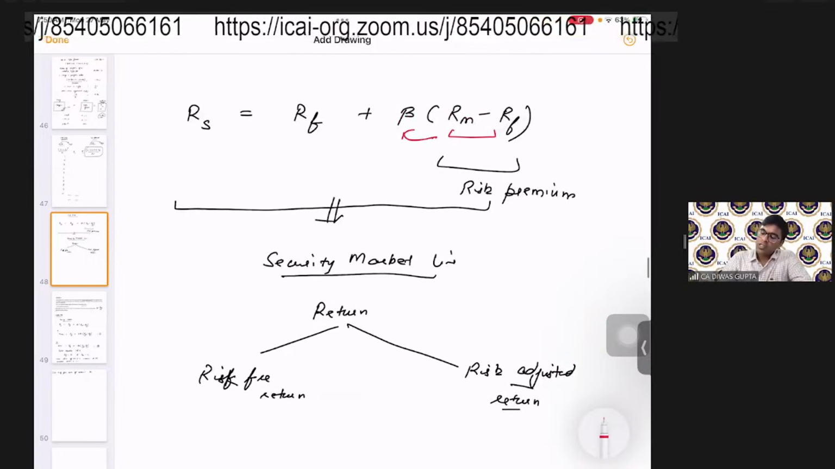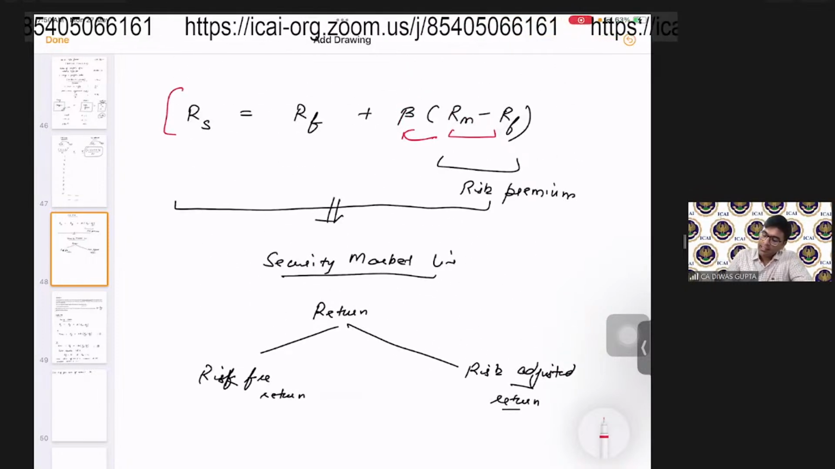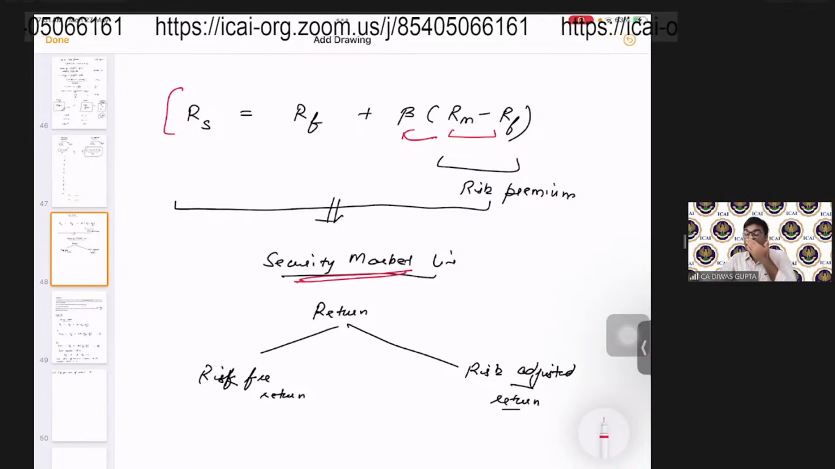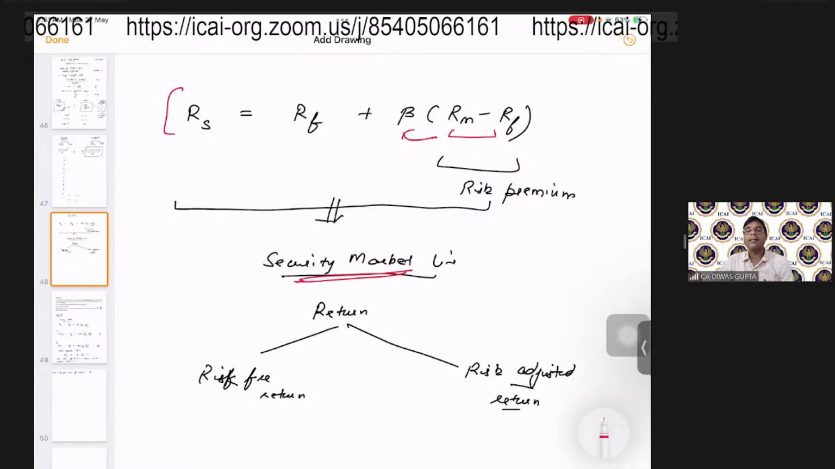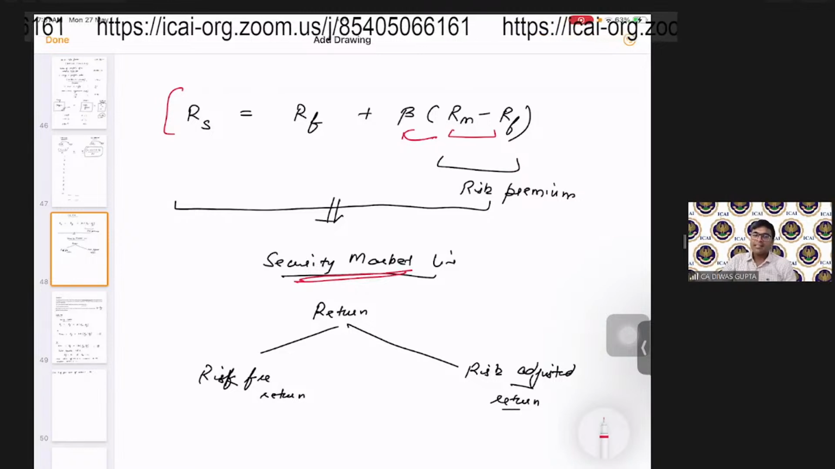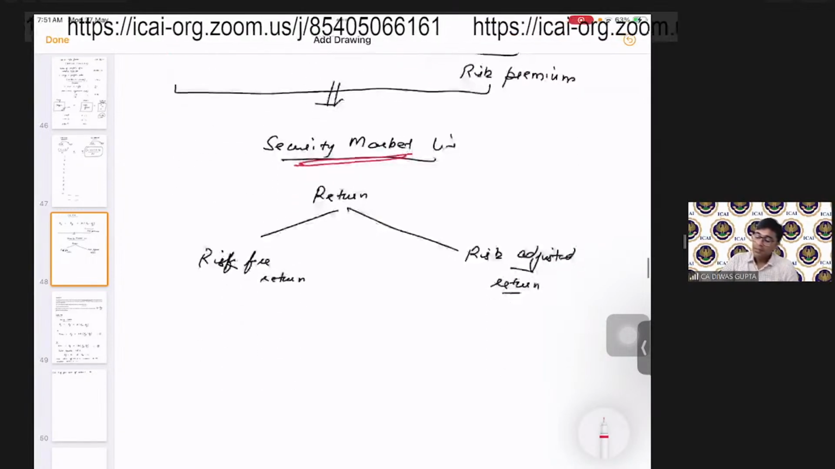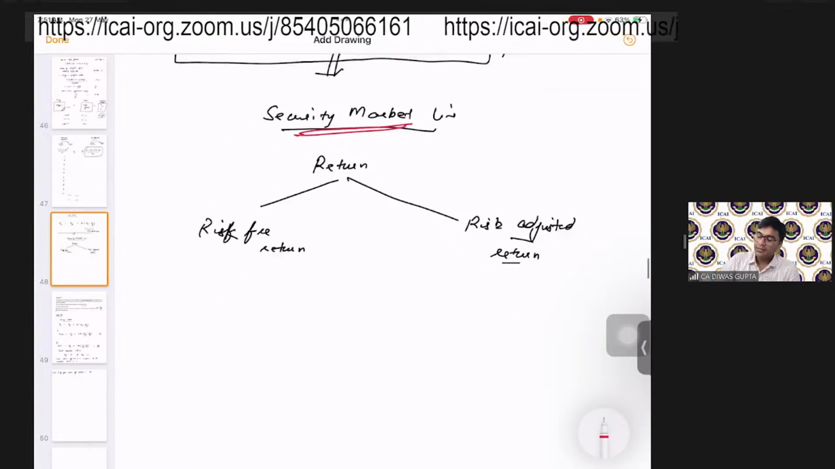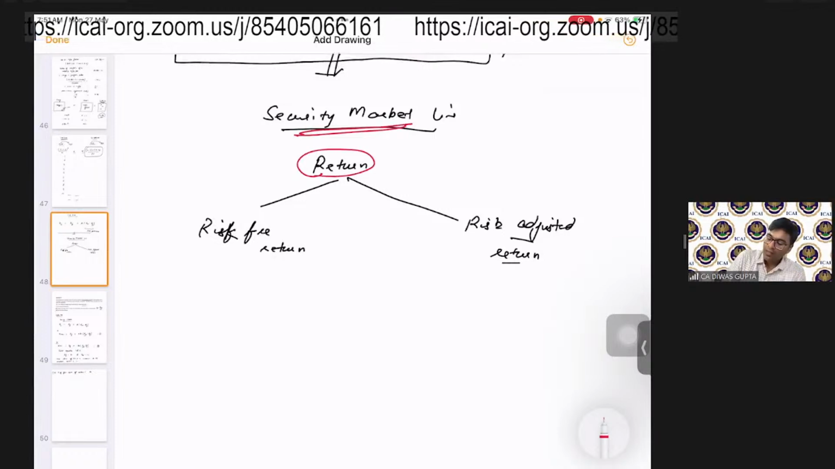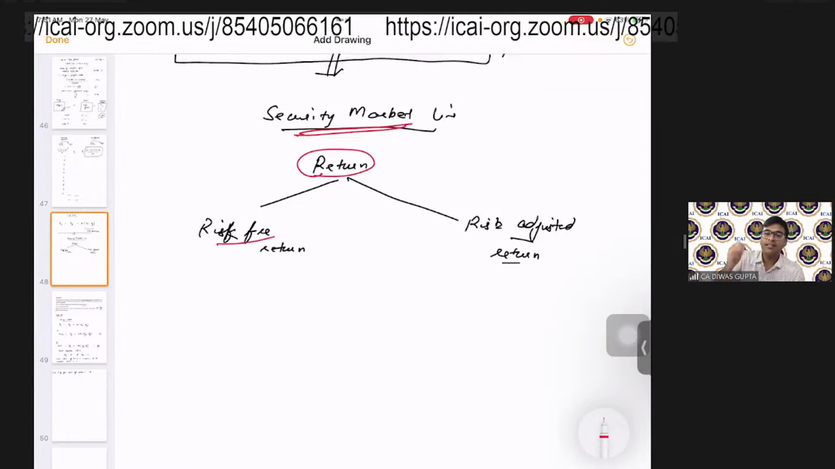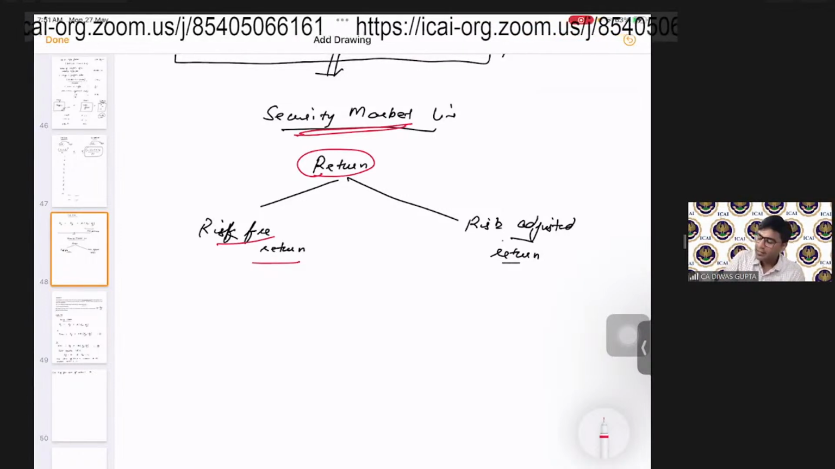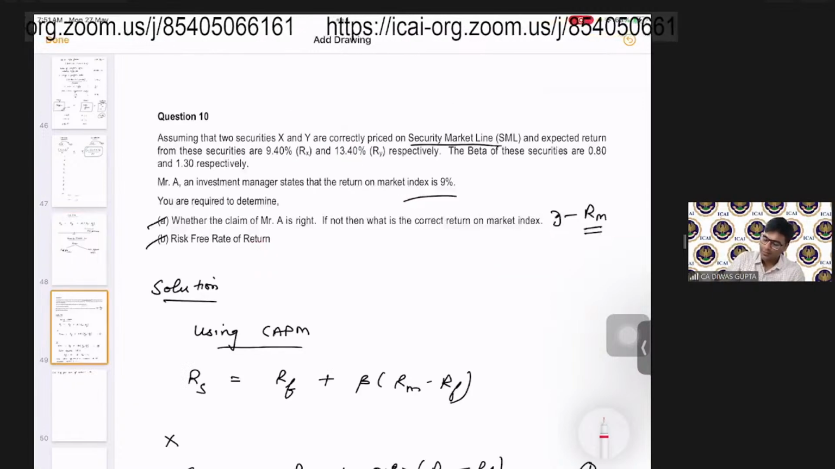And we also call this equation the security market line, students. We will discuss the capital market line and security market line in the next slides. Then, as we know, because of the above formula, return becomes two parts. One is the risk-free return and the second one is the risk-adjusted return, students.